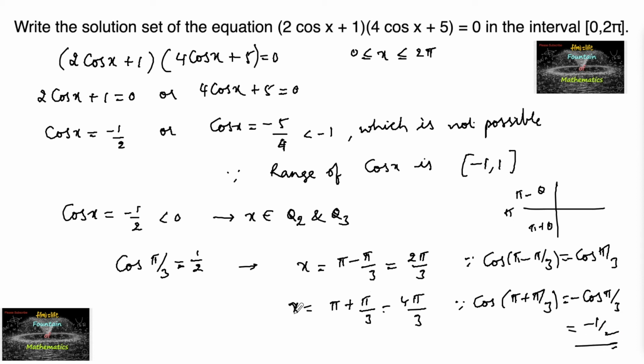So we can consider in the interval 0 to 2 pi, x is equal to 2 pi by 3 and x is equal to 4 pi by 3 as the solution set. So we can write the two answers, 2 pi by 3 and 4 pi by 3, as the solution set for x. Okay, correct. Thank you.